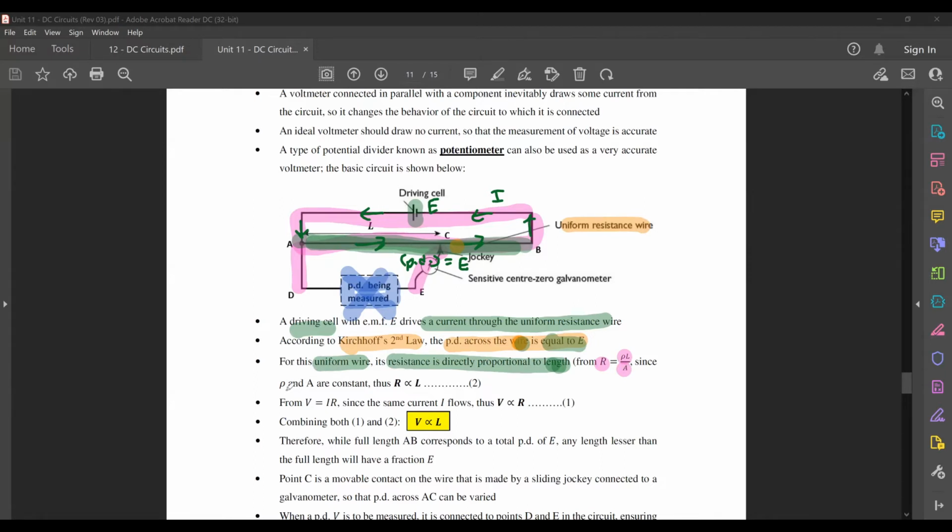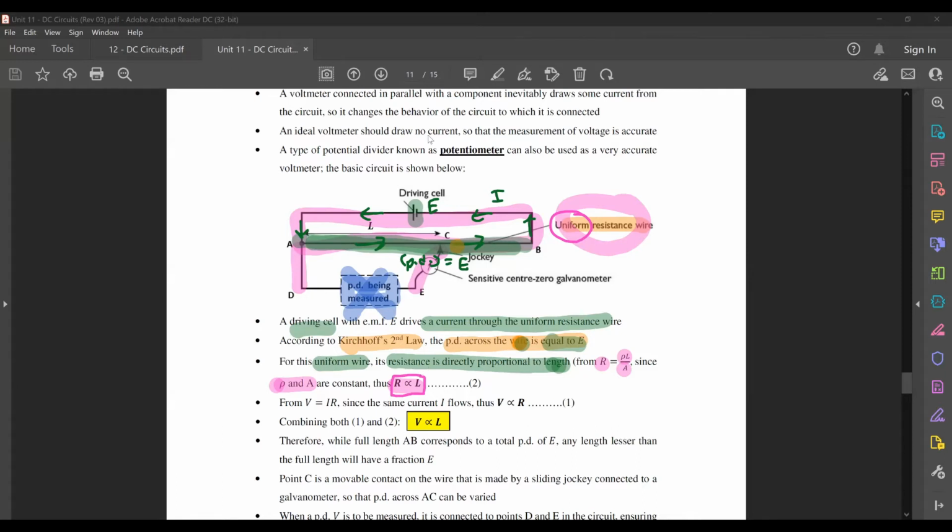But since right now your rho and A are constant, R is proportional to L. Your resistance is proportional to length. Rho here is your resistivity. It depends on your material. Your wire here is made from the same material throughout. Obviously, resistivity will not change. Your wire is uniform, meaning the cross-sectional area is uniform, so area does not change. So rho and A constant, R is proportional to L. So this one is the first relation.